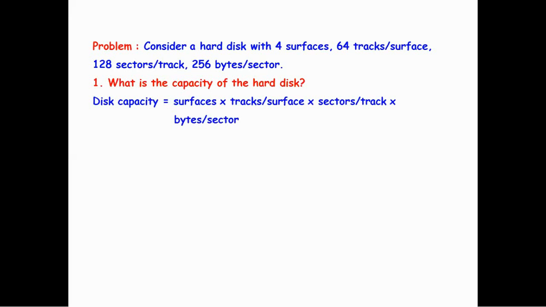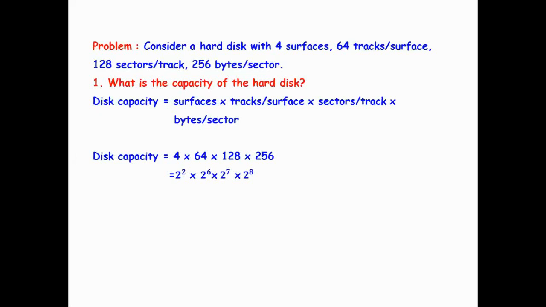There are 4 surfaces, 64 tracks per surface, 128 sectors per track and 256 bytes per sector. Just substitute all the values that were given. Now 4 can be represented in terms of 2 power 2. Similarly 64 can be represented as 2 power 6. 128 can be represented as 2 power 7. 256 can be represented as 2 power 8.